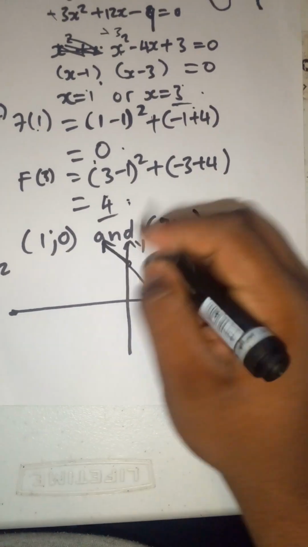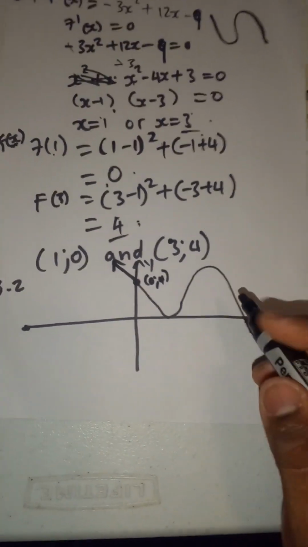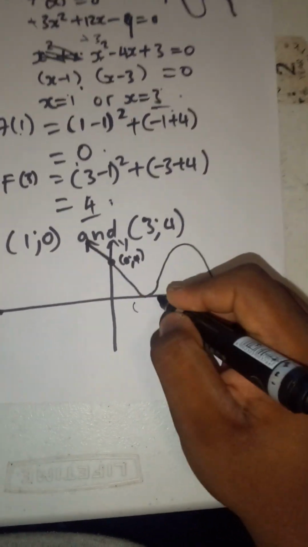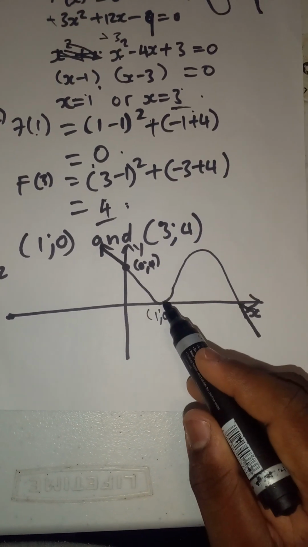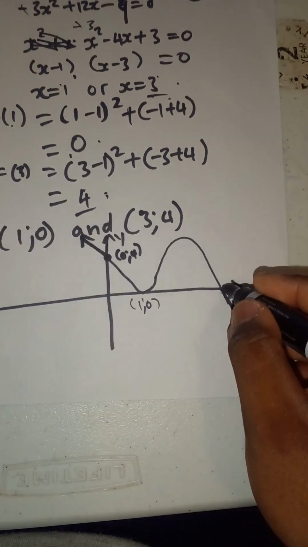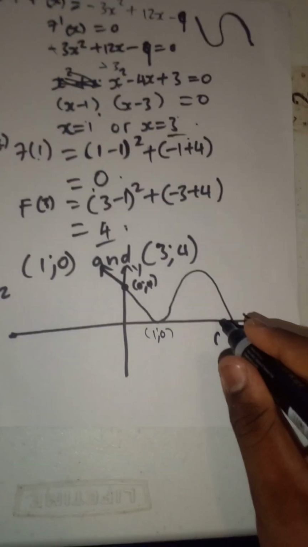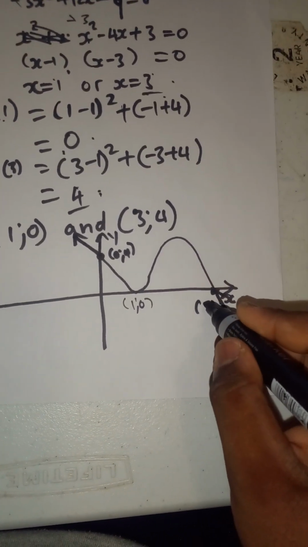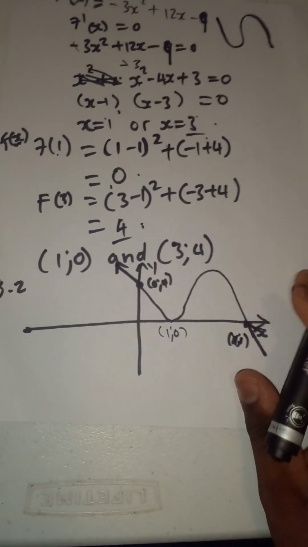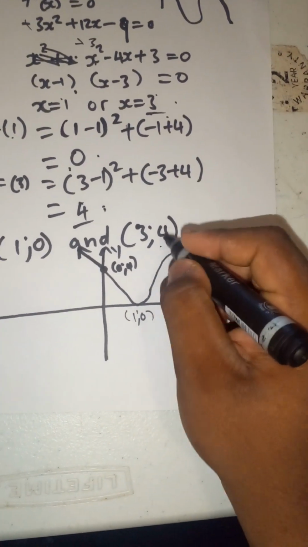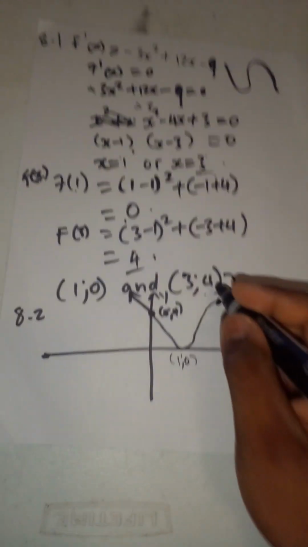So at this point, the coordinates are 0 and 4. You must always label 0 and 4, and then 1 and 0. This is the repeated root, the x-intercept, and at the same time the turning point. And then here, what do I have? This is the second one, right? So this is 4 and 0. And then up here, this is the second intercept, right? So at this point the coordinates are 3 and 4.